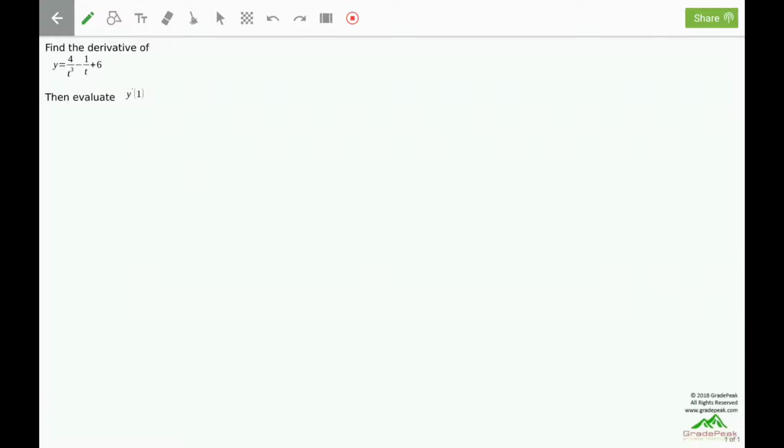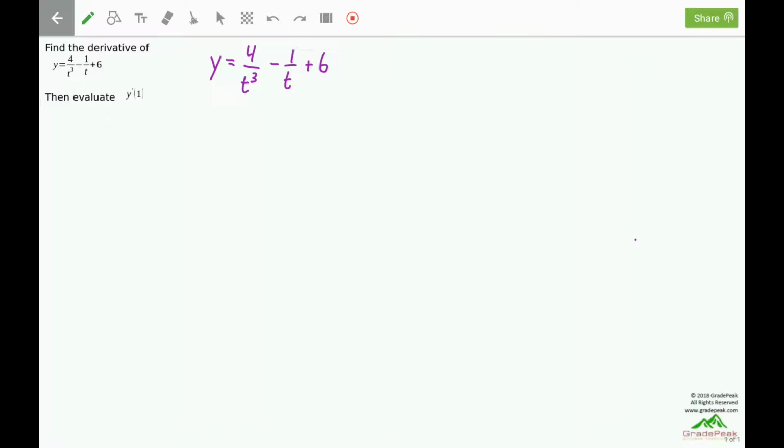Find the derivative of y equals 4 over t cubed minus 1 over t plus 6. Then evaluate y prime of 1. So y is made up of 3 terms that are adding or subtracting with each other, and therefore we can take the derivative of each of those terms and add or subtract them accordingly.